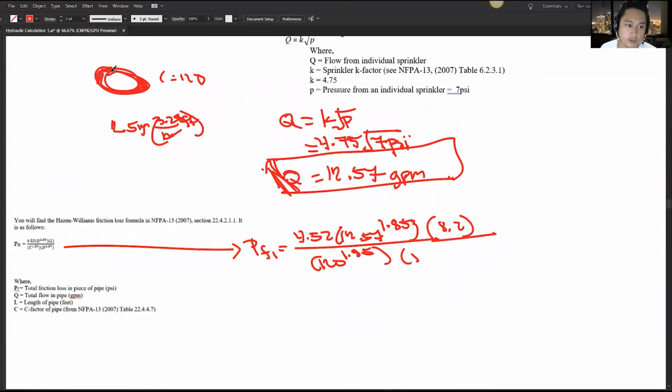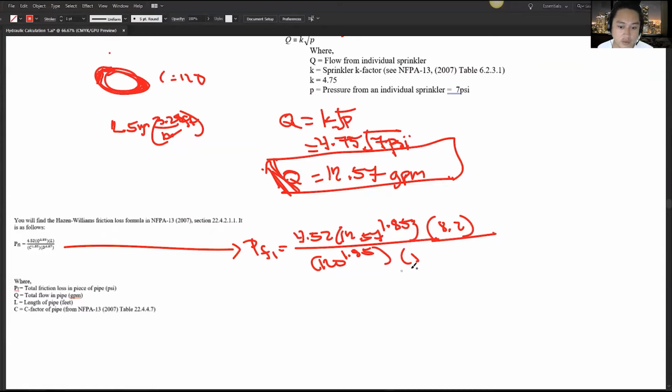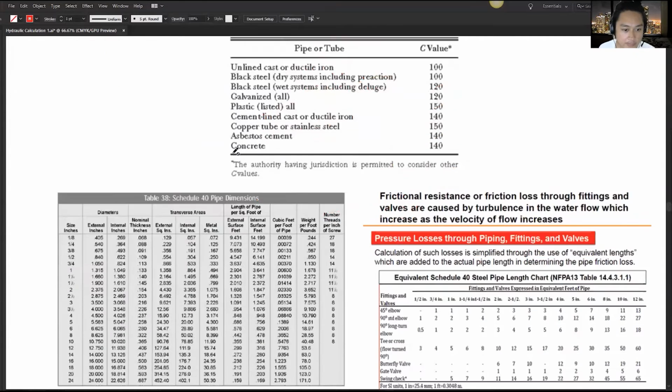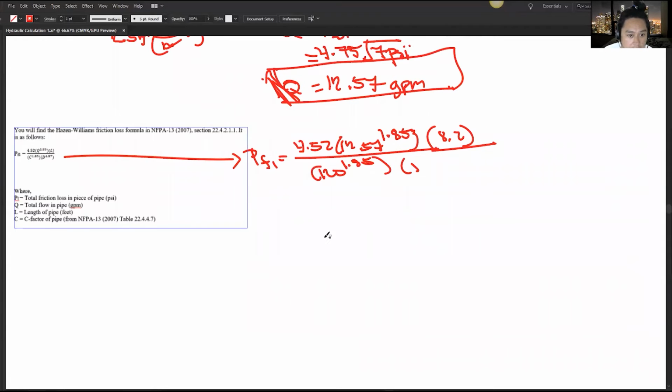Remember, I've told you the diameter is 1 inch, right? That's the nominal diameter. What we will actually be using here is the actual inside diameter, because this is what will matter. That's 1.049. Let's get back to this table. Schedule 40 pipe with the size. This is the nominal diameter. This is 1 inch, so that's 1.049. This one. All right.